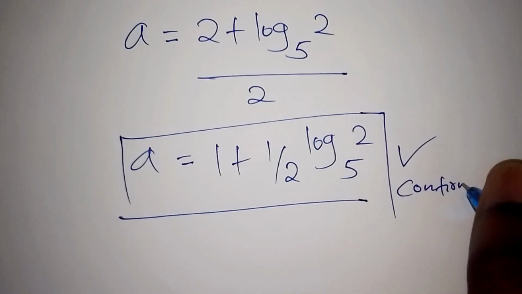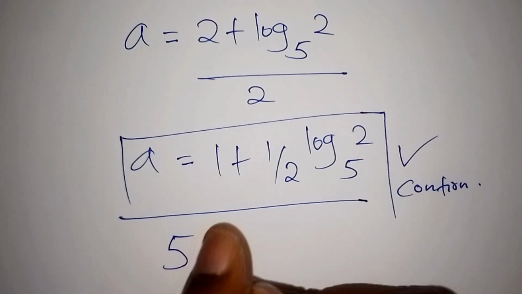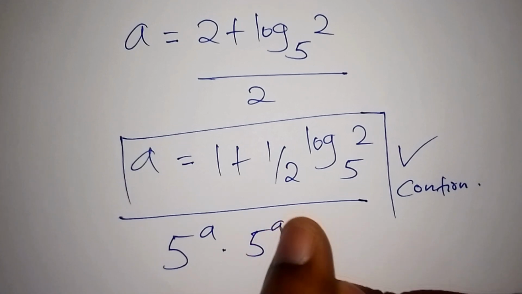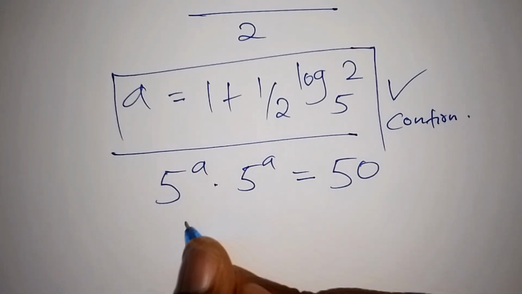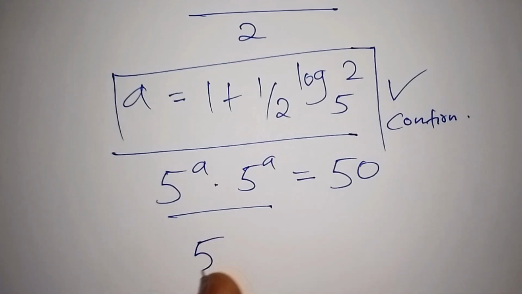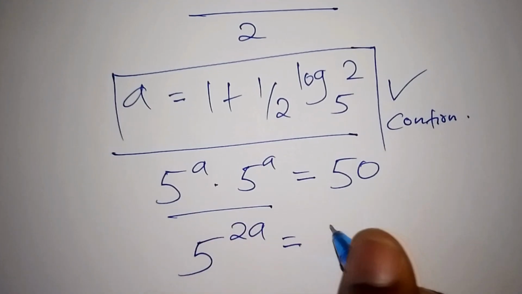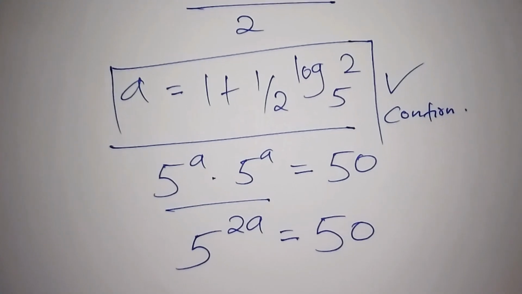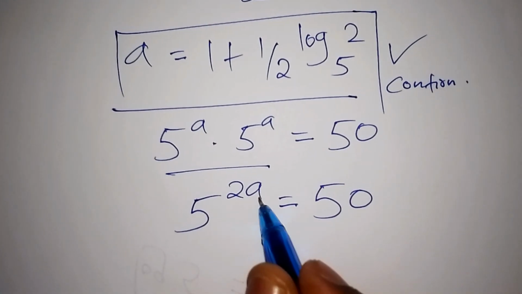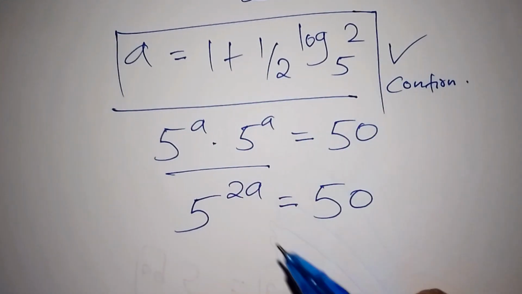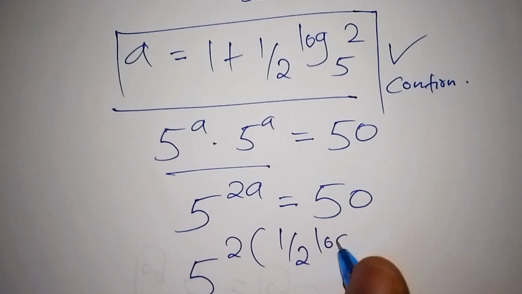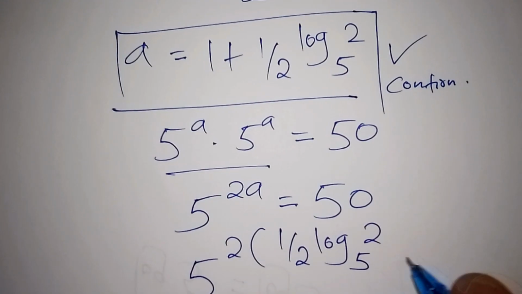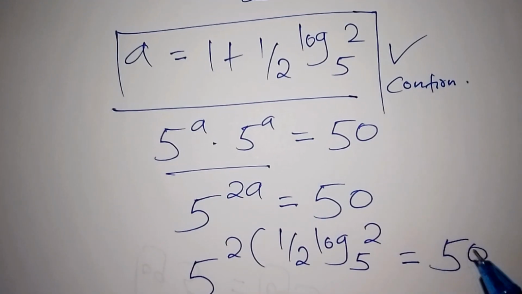So let's now confirm it very fast. We had 5 to the power of a multiplied by 5 to the power of a is equal to 50. We worked this out by having 5 to the power of 2a is equal to 50. Let's now use a equal to 1 plus a half the log of 2 to the base of 5. So now we shall have 5 to the power of 2 into bracket a half the log of 2 to the base of 5 is equal to 50.